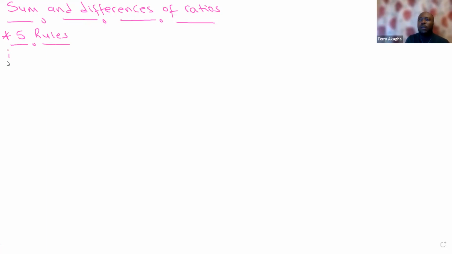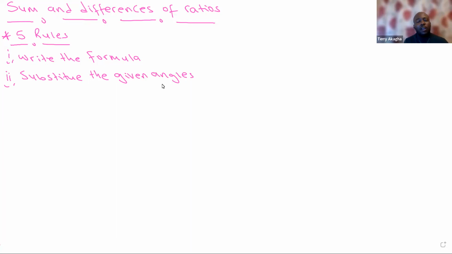Number 1, you write the formula down. Then after writing down the formula, you substitute the given angles. After substituting the given angles, the next thing you have to do is find the values of the trig expressions. So number 3, you have to find the values of the trig expressions.